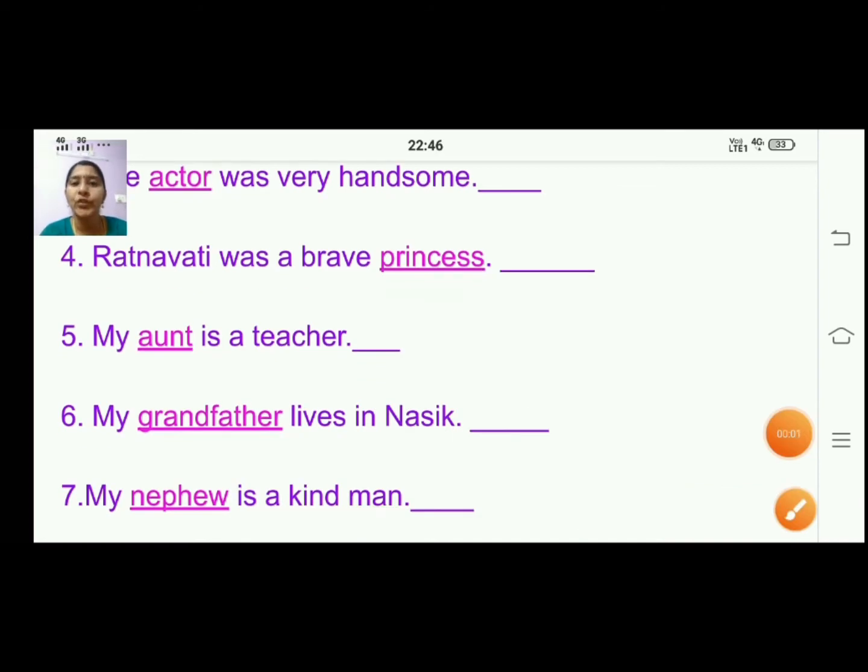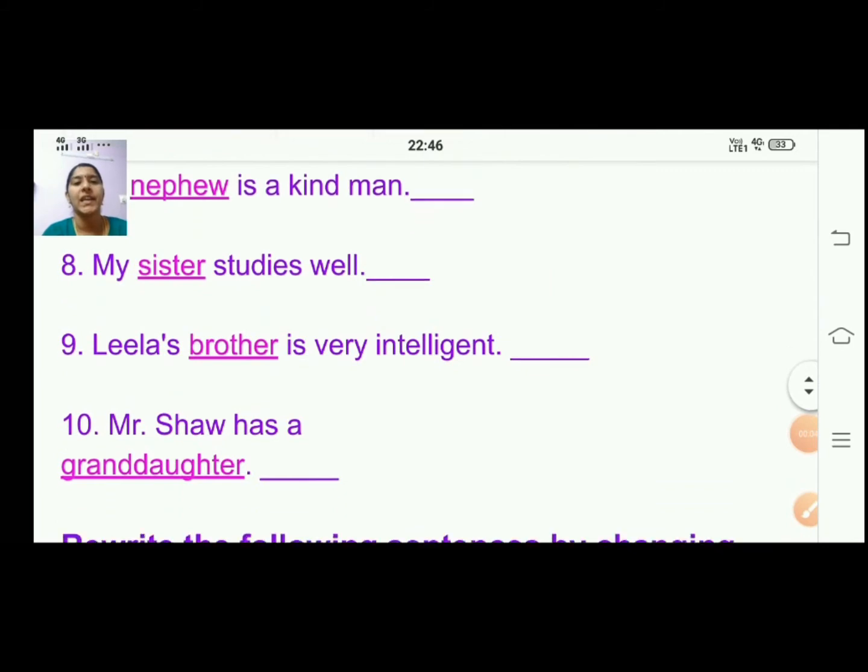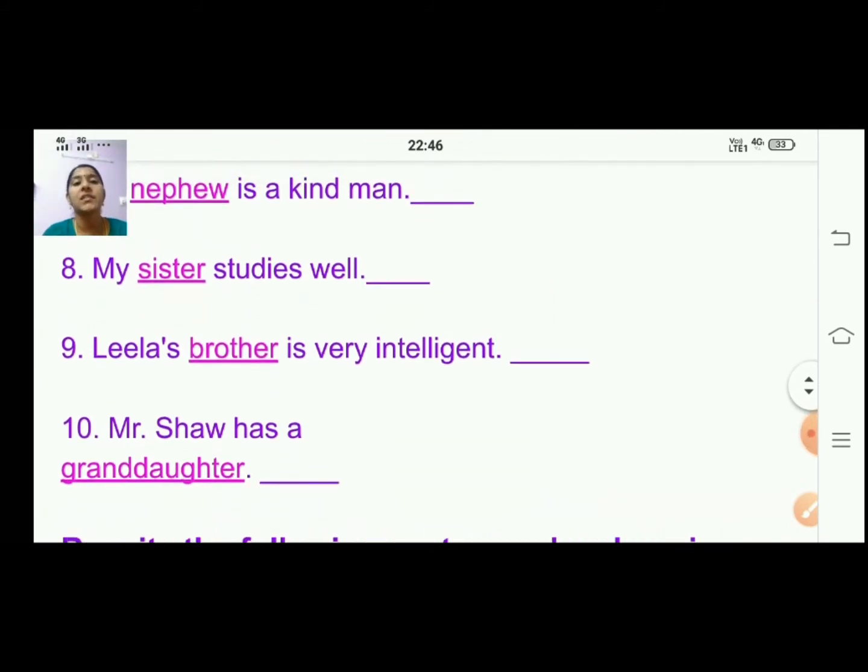So shall we move on to the eighth one now? Yes. Right. My sister studies well. Sister. Then it is girl, feminine gender. So you will mark F. My sister studies well. So it is feminine gender. So F we will write.